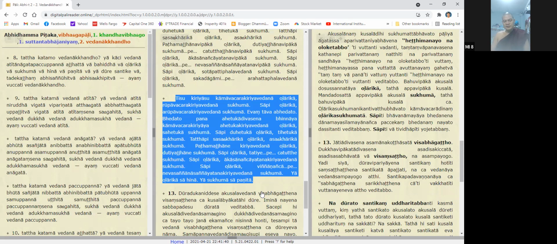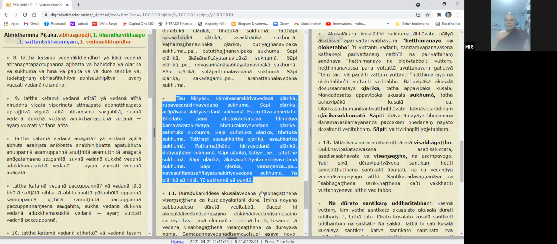The one associated with the akasanancayatana kriya is sukhuma. Sabbe olarika: vinnanancayatana, akincannayatana, nevasannanasannayatana is sukhuma. In this way you need to analyze. It's not difficult to analyze that.